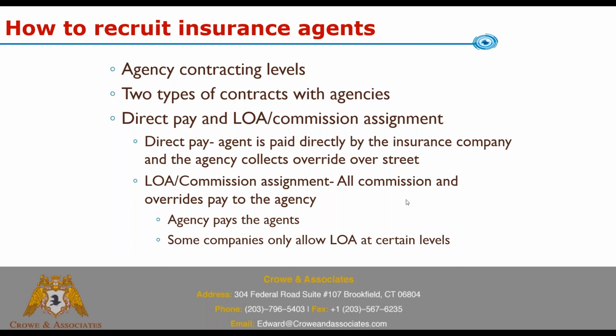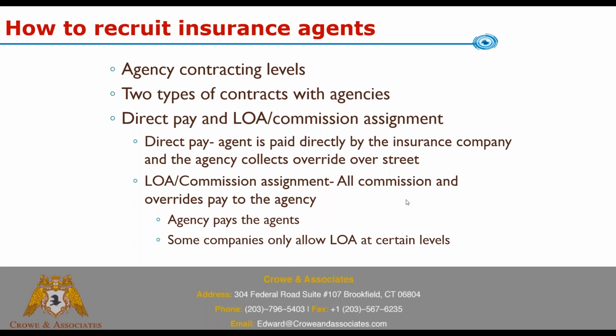That means that you bring in that sub-agent, they're going to get paid full street, so the full CMS allowable street on supplements, PDPs. They're going to get that full street payment directly from the company. You don't have to pay them. The company is going to pay them direct, and then you simply collect the override that is paid.